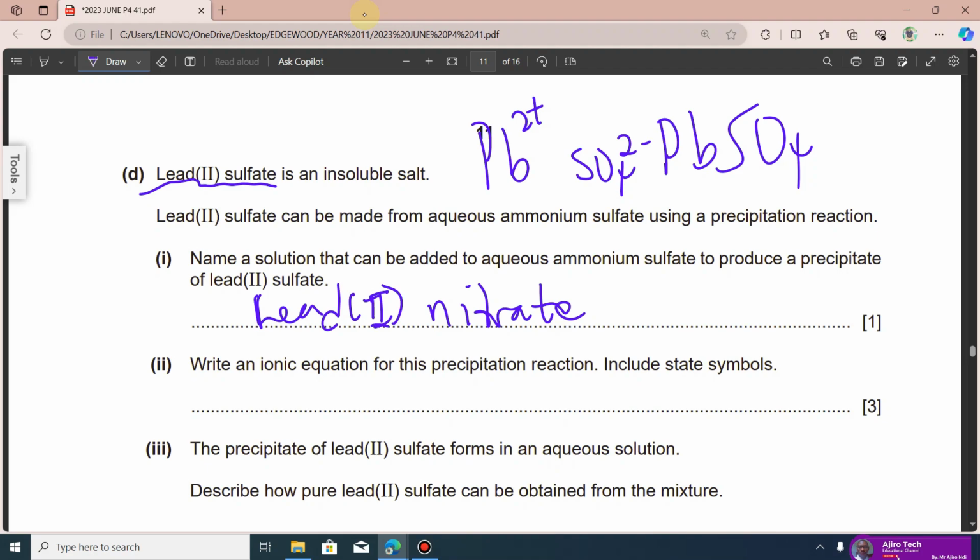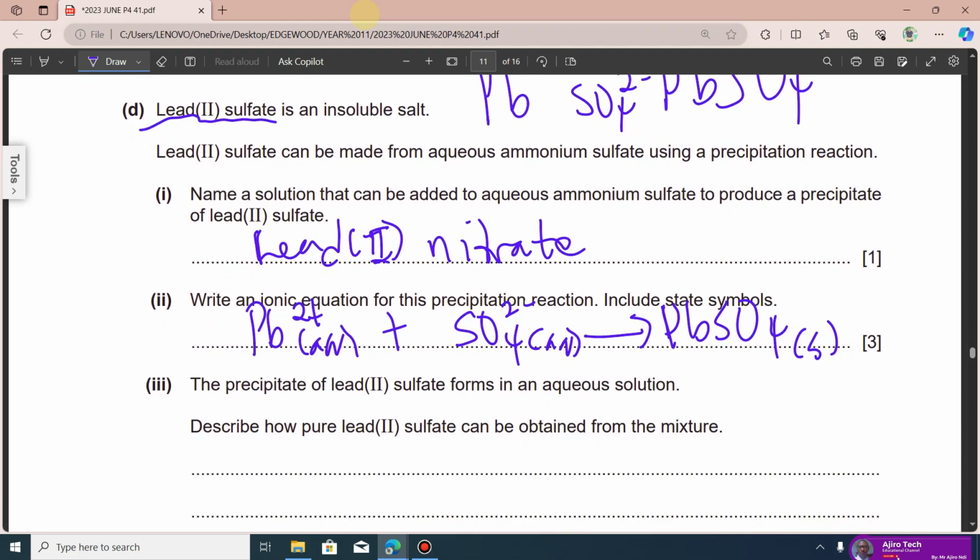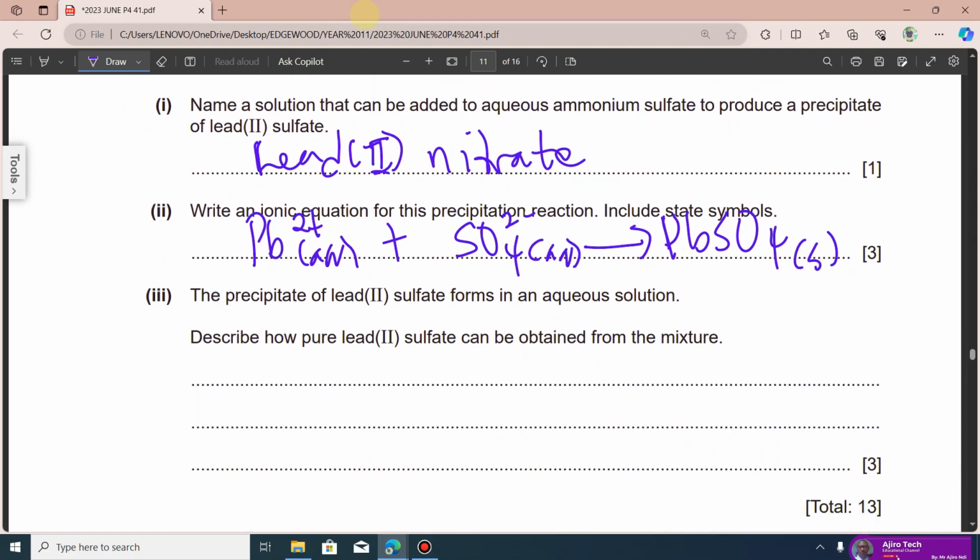So the ionic form becomes Pb2+ aqueous plus SO4 2- aqueous to form the salt, which is insoluble, PbSO4 solid. So this is what you should write and get the 3 marks. The precipitate of lead(II) sulfate forms in an aqueous solution.